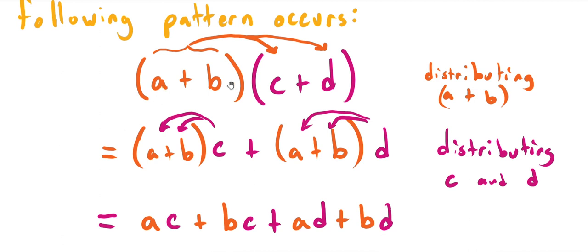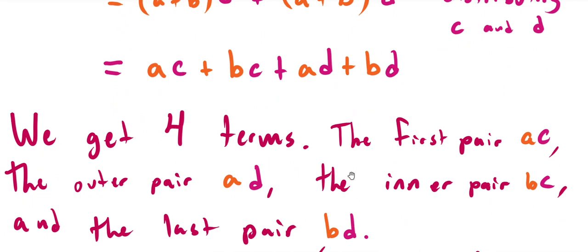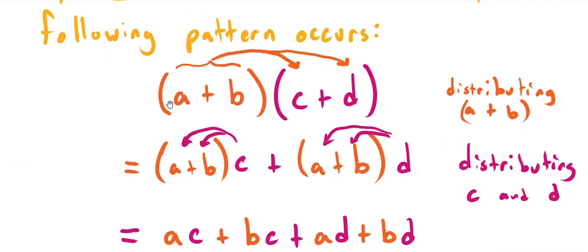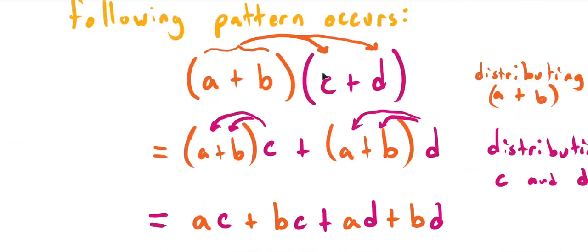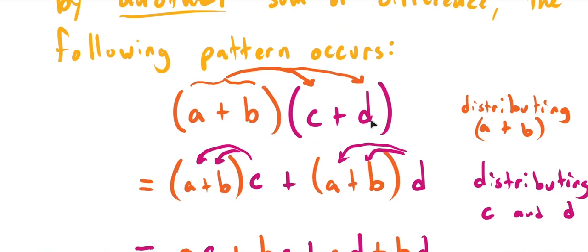So notice I had two terms times another two terms, or a sum of two terms times a sum of two terms. And now at the end, I've wound up with four different terms, all with different combinations of the original bunch. So these four terms, I know this is slightly out of order, but what we normally do is call this AC the first pair, right? They were first in each one of their parentheses. The outer pair, AD, these guys here, outer pair of the parentheses. Then the inner pair, B and C. That's another combination that we're going to get. And finally, BD, which is the last pair in the parentheses.